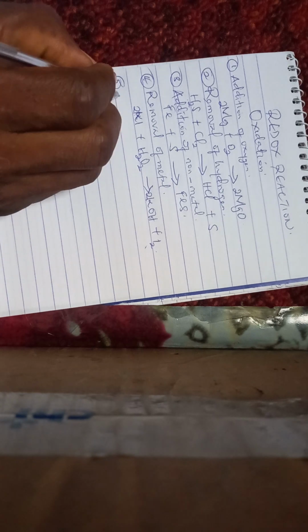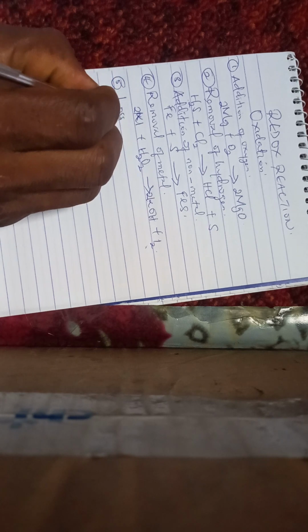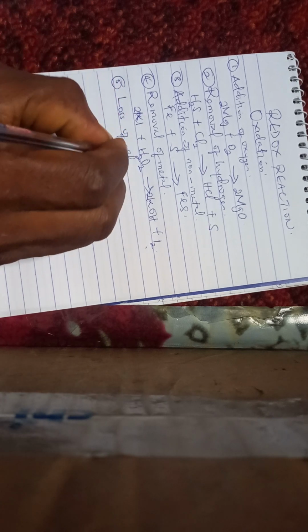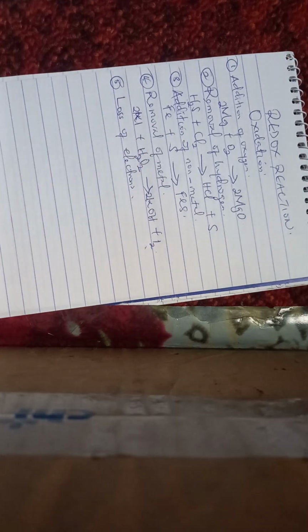Number 5, the 5th way we can define it. It can be defined as loss of electron, loss of electrons. And we use one of the equations we have used before.